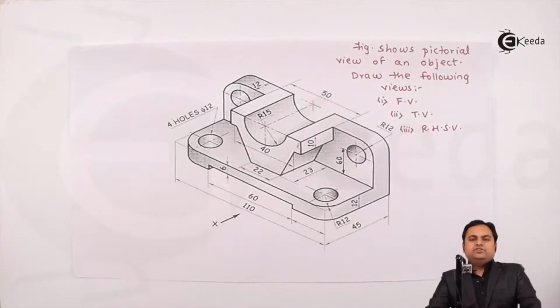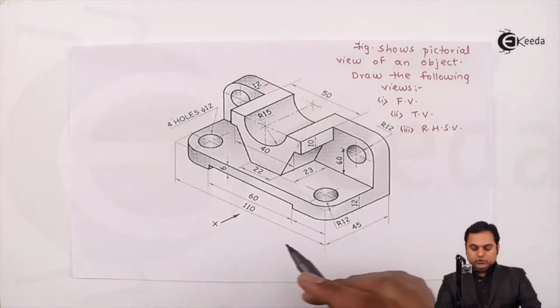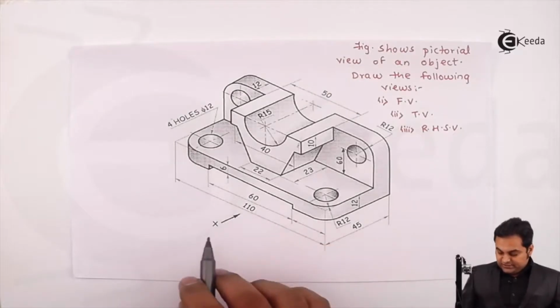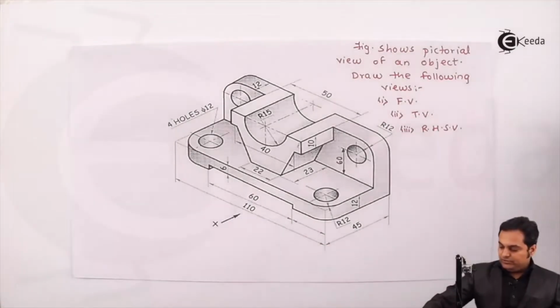Whenever we are solving questions related to orthographic projections, we should note down the total length, height and width of the object. So when we are looking along x direction, the total length of the object is 110 mm. That I'll note it down.